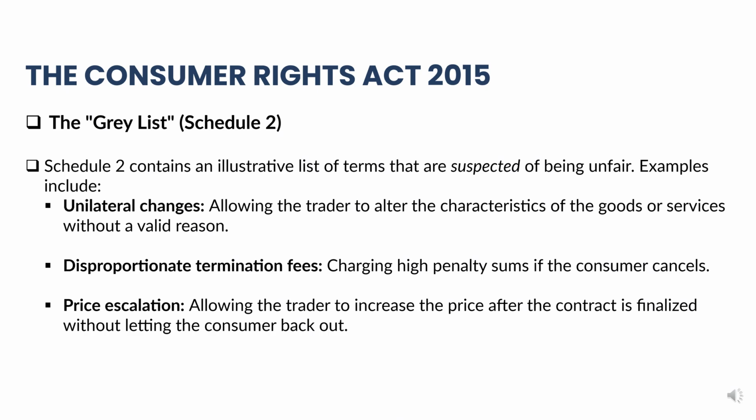Third, price escalation. This monitors terms allowing the trader to increase the price after the contract is finalized, without letting the consumer back out of the deal completely free of charge. If an exam problem scenario contains any of these mechanisms, you should immediately flag them as Schedule 2 gray list terms, meaning they are highly vulnerable to being struck down under Section 62. However, the fairness test does not have an infinite reach. The statute explicitly seals off certain terms from being assessed for fairness at all, provided they meet strict transparency rules. On our next slide, we will examine these crucial safe harbors, known as the core exemptions.